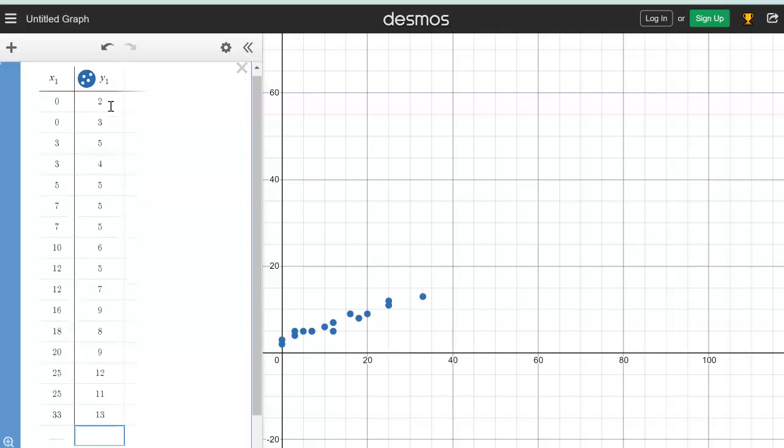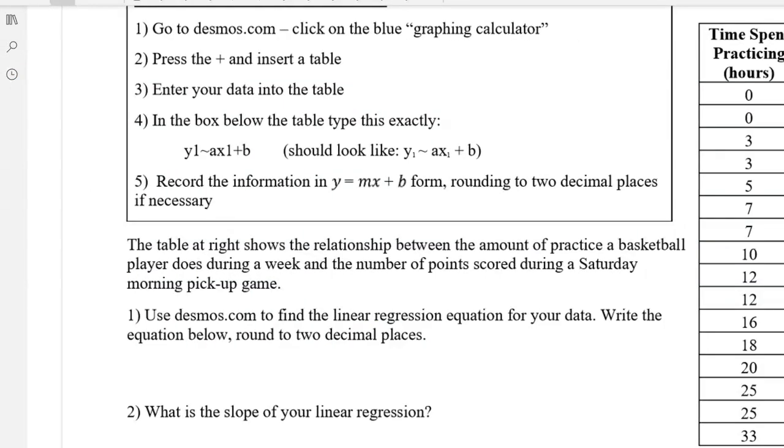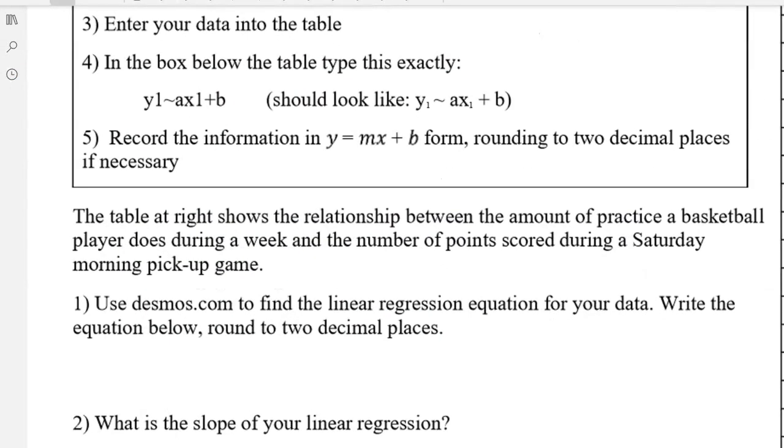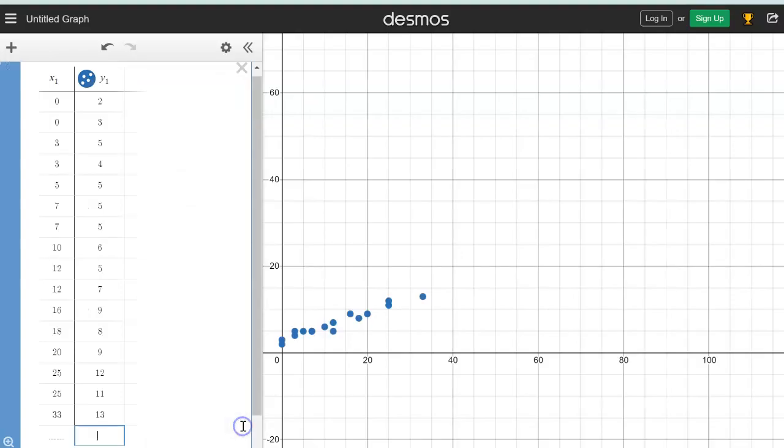Okay, so Lauren, let me know when you're done entering the data. Are you done? Okay, then we're gonna go read next to see what it says. Can you help us, Lauren, read number 4? In the box below the table, type it exactly. It means this right here, okay? So when you type that, in Desmos, it looks like this. Type it just like that.